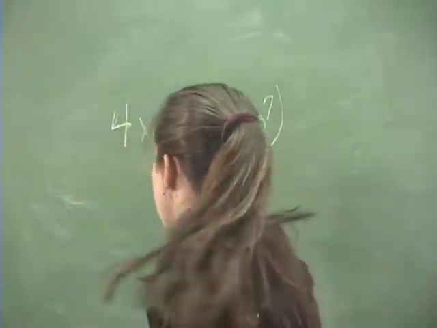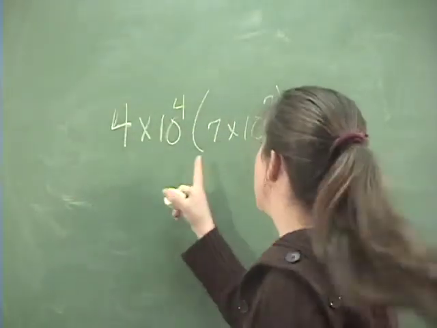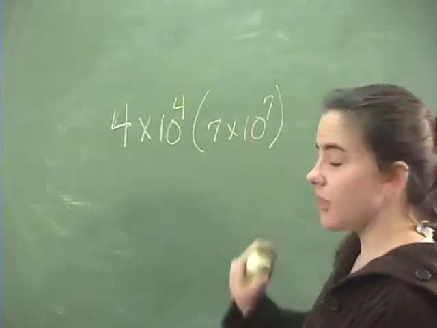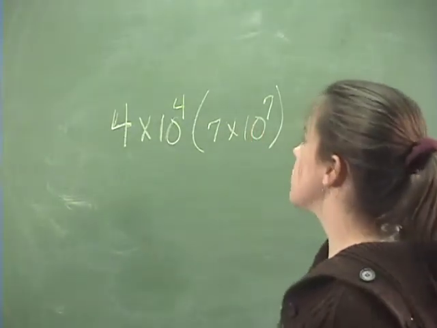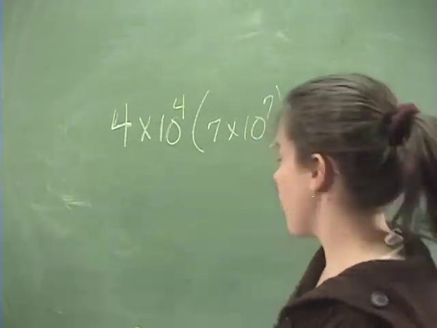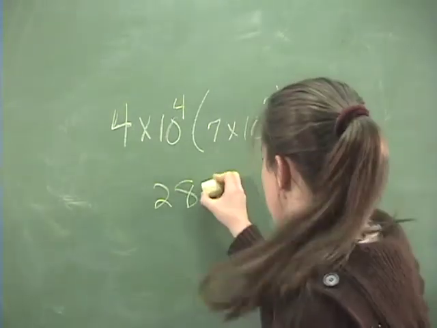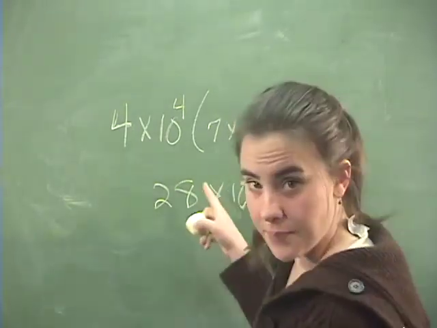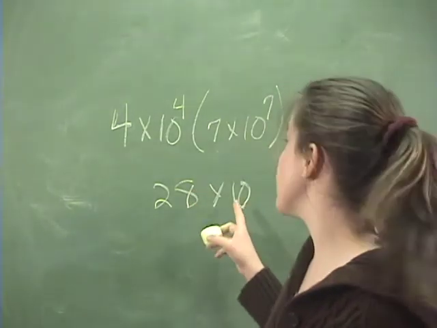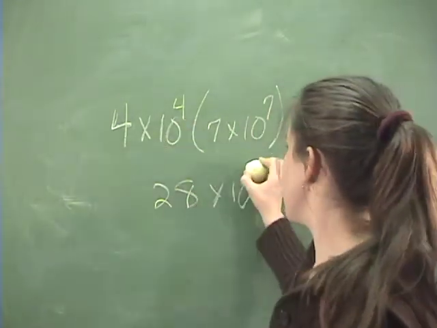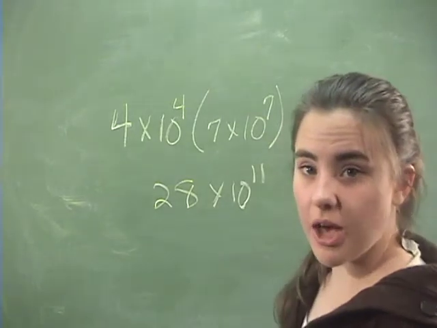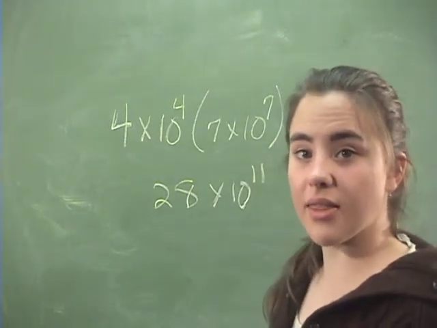Let's say I'm working with 4 times 10 to the 4th times 7 times 10 to the 7th. What I can do is multiply 4 and 7 just like normal and get 28. Then your answer is going to be times 10 to the something. The way you figure out what the something is, is to add 7 and 4. So then your answer becomes 28 times 10 to the 11th.